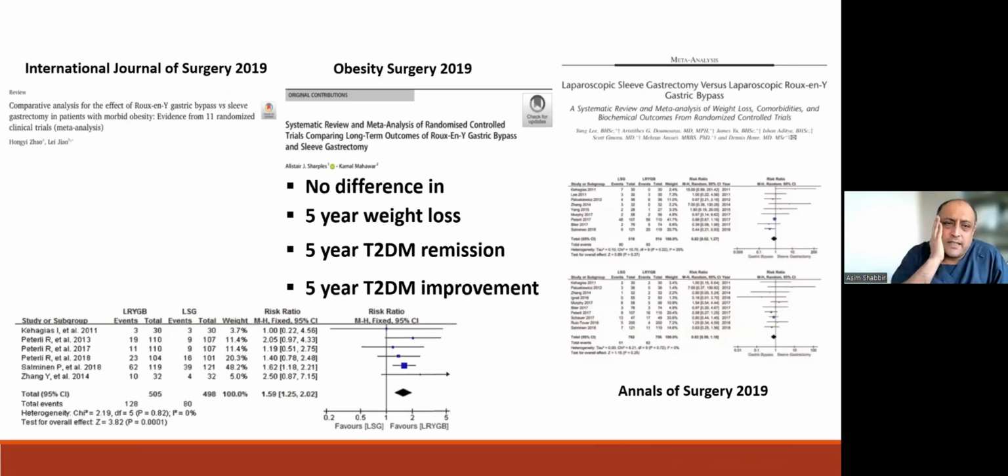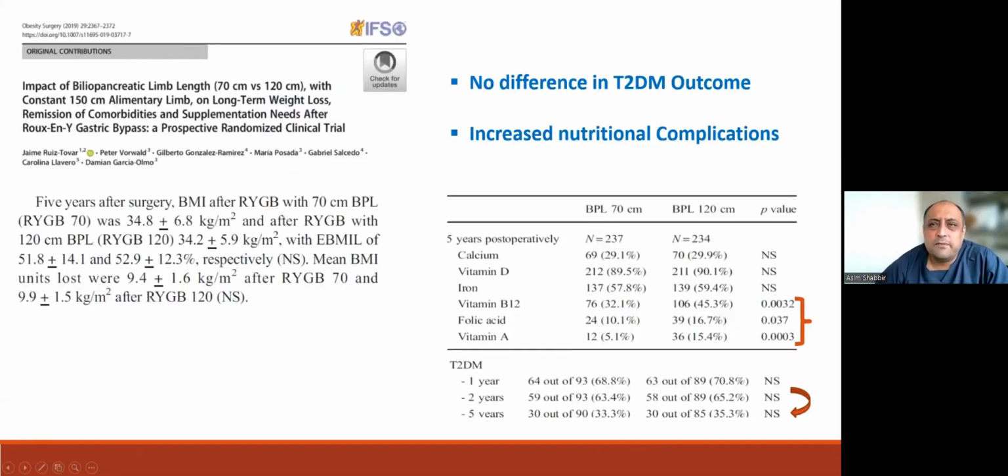So if you look at this systematic review published in 2019 in Obesity Surgery, no difference in weight loss between sleeve versus Roux-en-Y bypass at 5 years, no difference in diabetes remission. However, relapses are different. Okay. People talk about limb length variations.